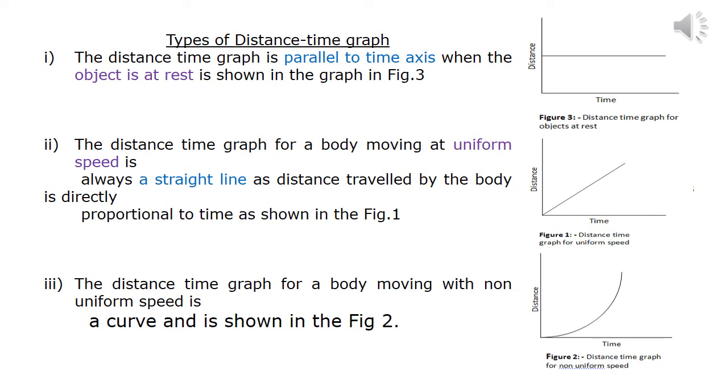The third type of distance time graph is showing the non-uniform speed. Here the time is increasing and the distance of the object from the observer is also changing, but it is not a straight line because the change in distance of the object from the observer is not uniform. In some cases the change is less and in some cases it is more. So it is not a straight line, rather it is a curved line.